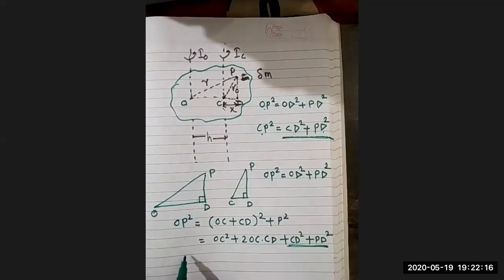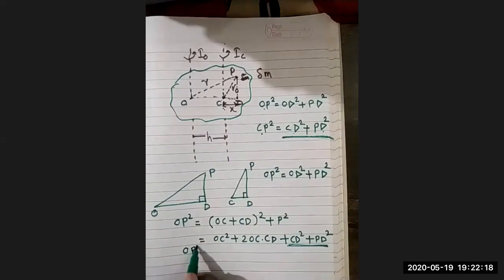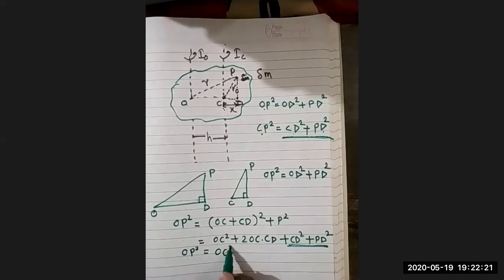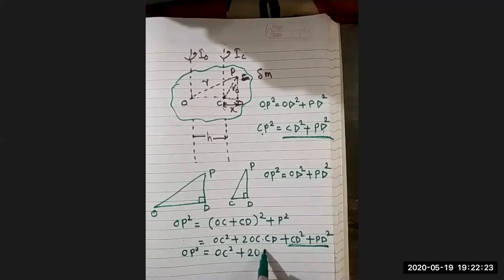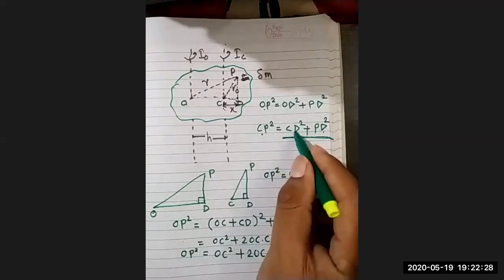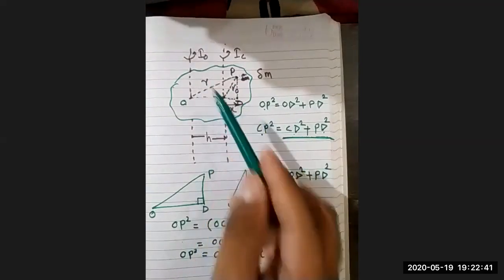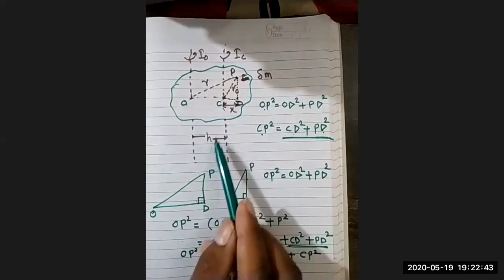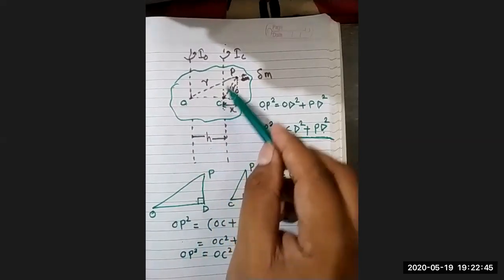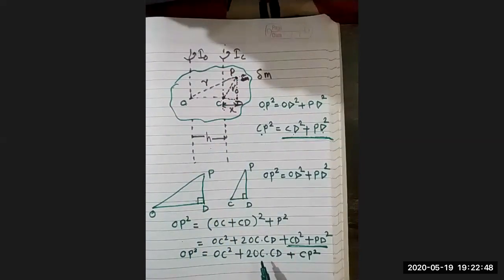So this equation will become OP square is equal to OC square plus twice OC into CD plus CD square plus PD square. Instead of CD square plus PD square, I can write CP square. Right, so we got a new statement. So now we can put the values: OP is equal to R, OC is equal to H, CD is equal to X, CP is equal to R0 in this particular equation. By placing, what exactly will you get?